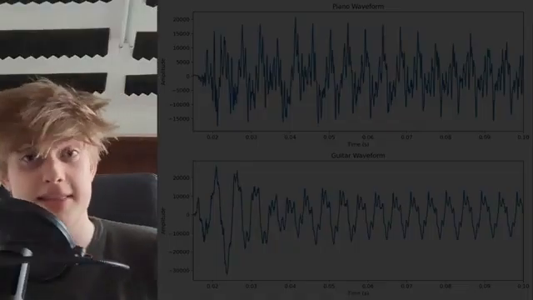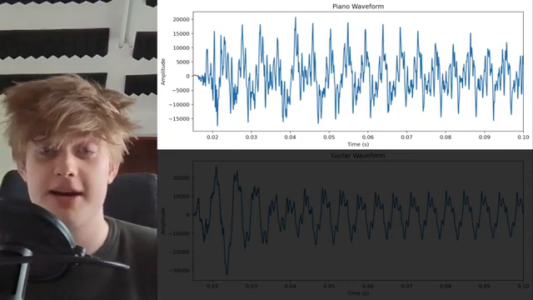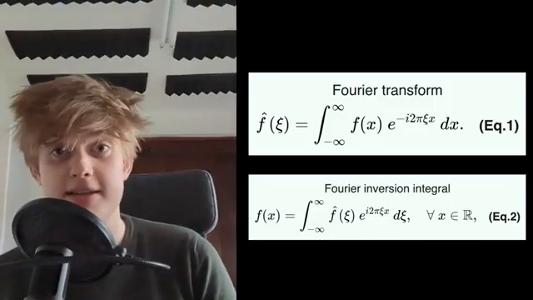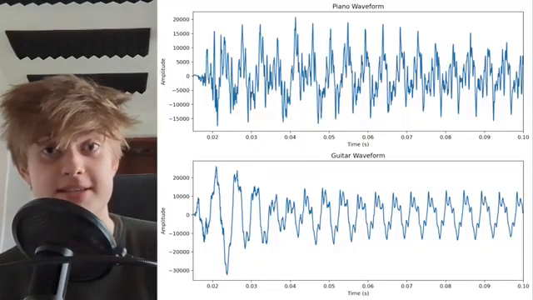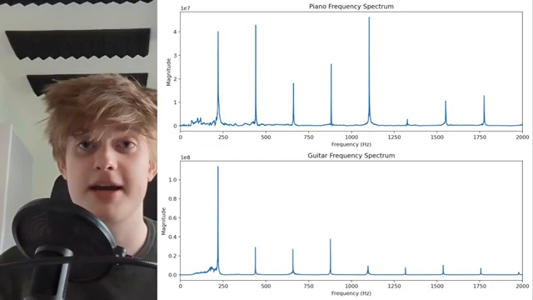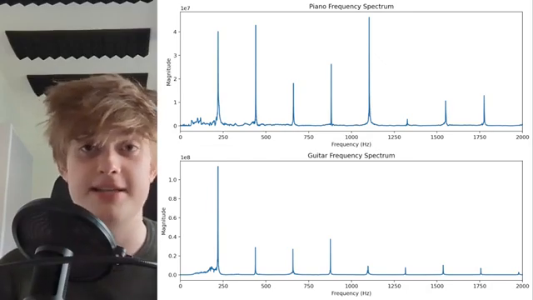How are we able to tell that this is the sound of a piano, and this is the sound of a guitar? Well, your brain probably does something like a Fourier transform, which is described by these scary looking equations. These equations can turn a signal like this into this. This is a frequency spectrum of sound. Here we can pick out specific frequencies of sound and see how loud they are.